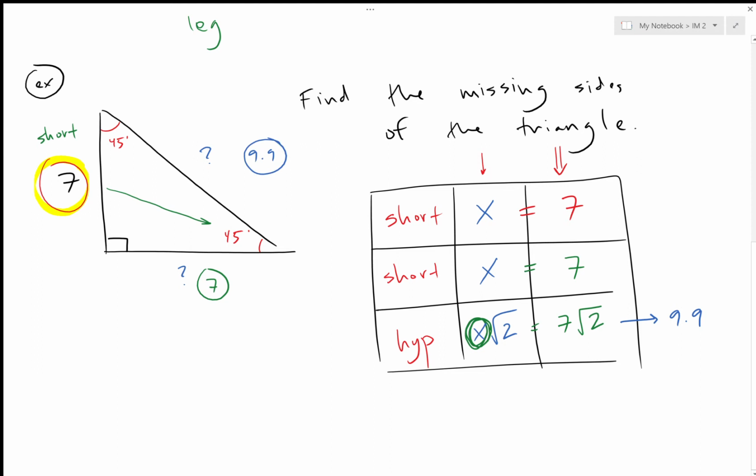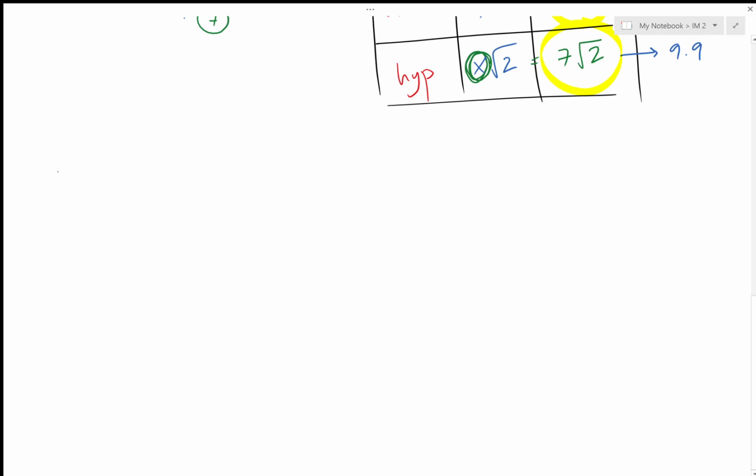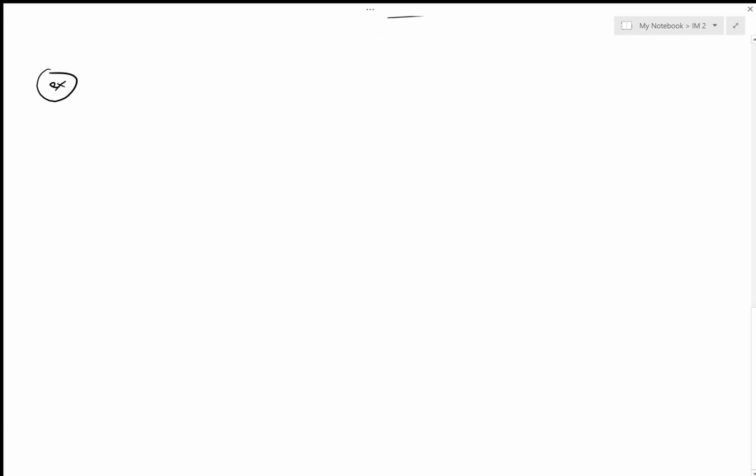That looks like it works out because on a right triangle, that hypotenuse should be the longest side. And there we go. I'm fine with this. These are your three answers. You got 7, 7, and 7 square root 2. So depending on what they give us, that's where we'll start on the table. So let's see another one.